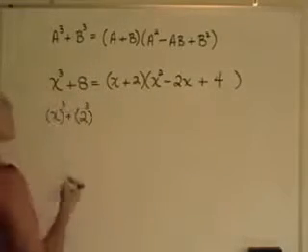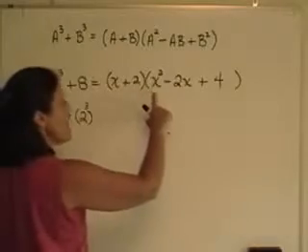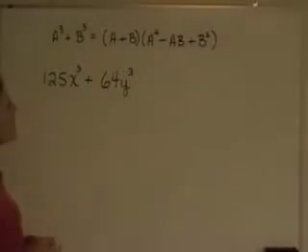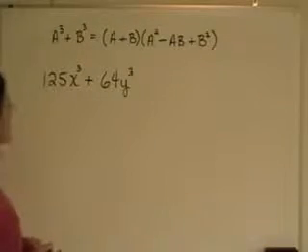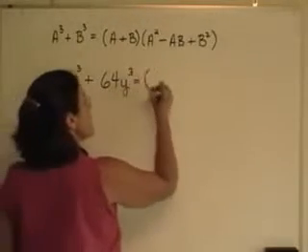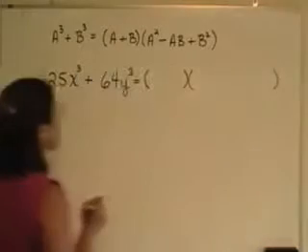And I factored this perfect cube, the sum of perfect cubes, into x plus 2 times x squared minus 2x plus 4. I can multiply that out to check it and see that it works. A much harder problem, but still the sum of cubes. I'm looking to write this as the product of a binomial times a trinomial.